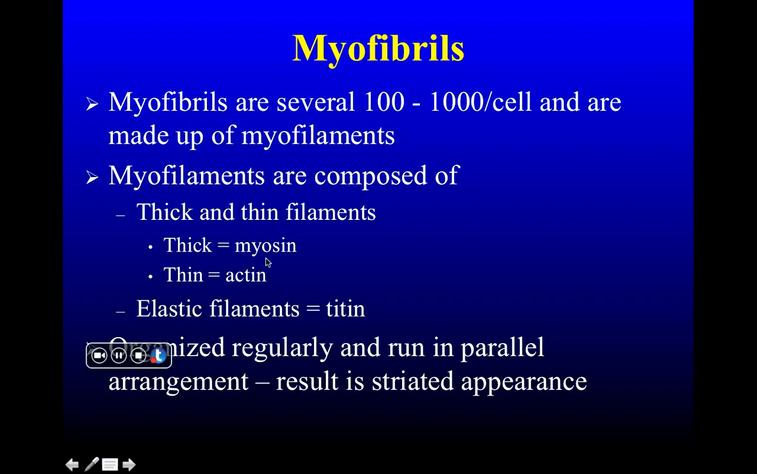These myofilaments have a name. The thick one's called myosin, and the thin one's called actin. So the two main filaments inside of a myofibril, which is inside of a muscle cell, are actin and myosin. There's another myofilament called titin, and it provides the elastic component of muscle. We'll be mainly talking about actin and myosin. Just keep titin in the background.